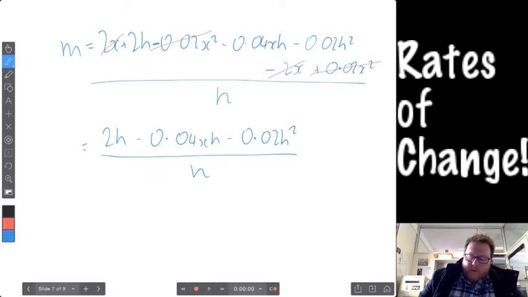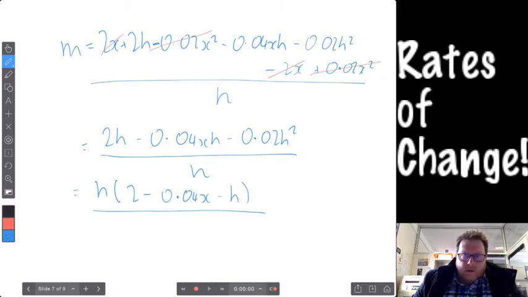So that's got a common factor of h at the top. That's h outside of 2 minus 0.04x minus h, over h. Now remember I said that h is teeny tiny, but it's not equal to 0. So I can cancel out these h's, no dramas at all. They will divide out, and that leaves me with 2 minus 0.04x minus h. Now that's the gradient for a value of h.